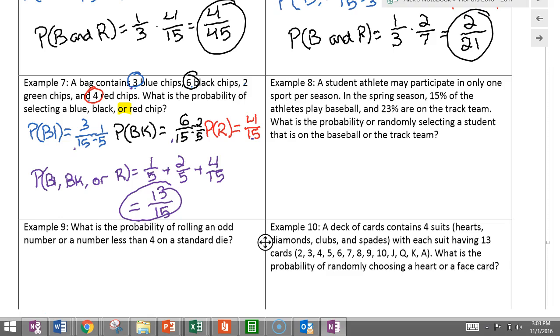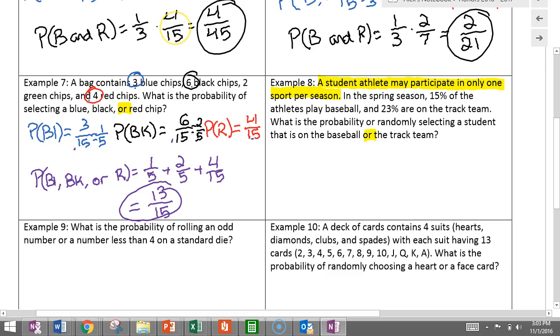So if we look at example 8, it says a student athlete may participate in only one sport per season. In the spring season, 15% of the athletes play baseball and 23% are on the track team. What is the probability of randomly selecting a student that is on the baseball or the track team? Again, this is "or," so I have to decide, is this overlapping or mutually exclusive? Well, mutually exclusive because a student athlete may only participate in one sport per season. Okay, and this is the spring season. So they can't be on both of those teams, they have to pick one. So this is mutually exclusive. So the probability of baseball is 15%.